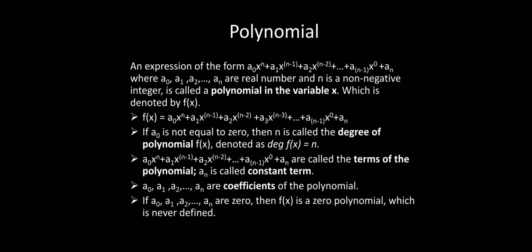Moving further, if a0 is not equal to 0, then n is called the degree of polynomial f(x). Why? Because if a0 were equal to 0, then the first term in the polynomial given above would be 0, because any number multiplied by 0 will definitely give you 0.